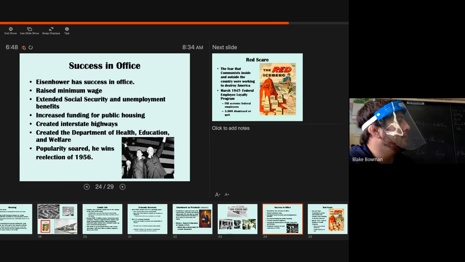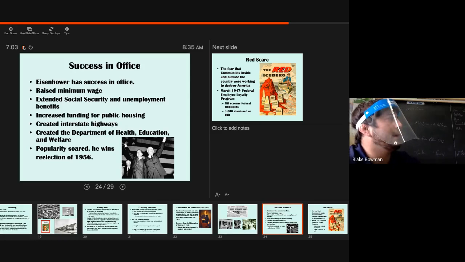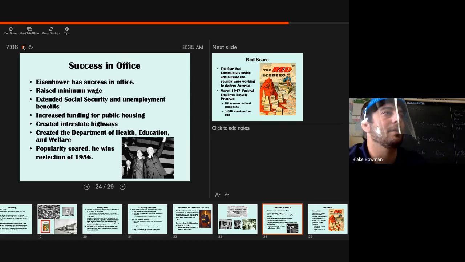All right, he created the Department of Health, Education, and Welfare, and his popularity soared as he won in 1956. All right, you guys good with that? So Eisenhower was very successful. I'll talk a little more on the next PowerPoint about how he's going to combat the Soviet Union moving forward.